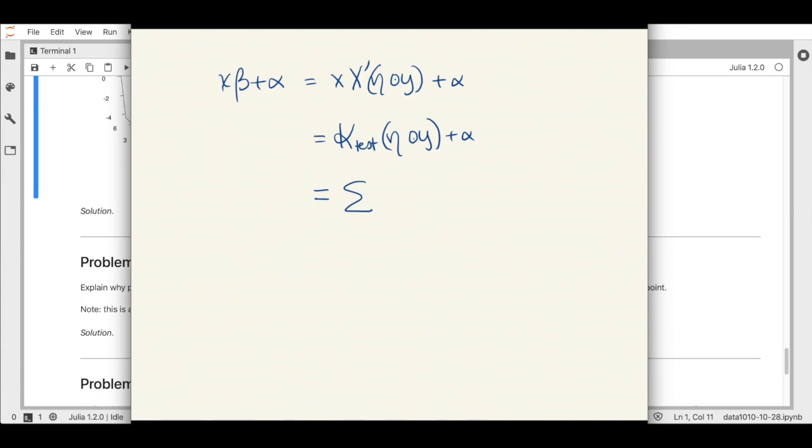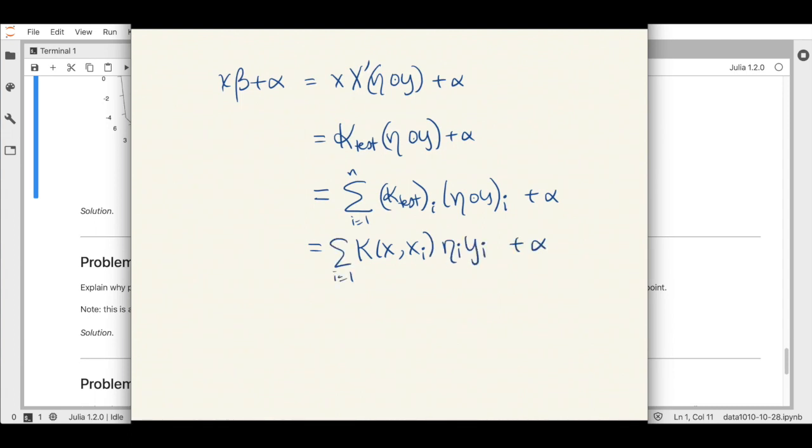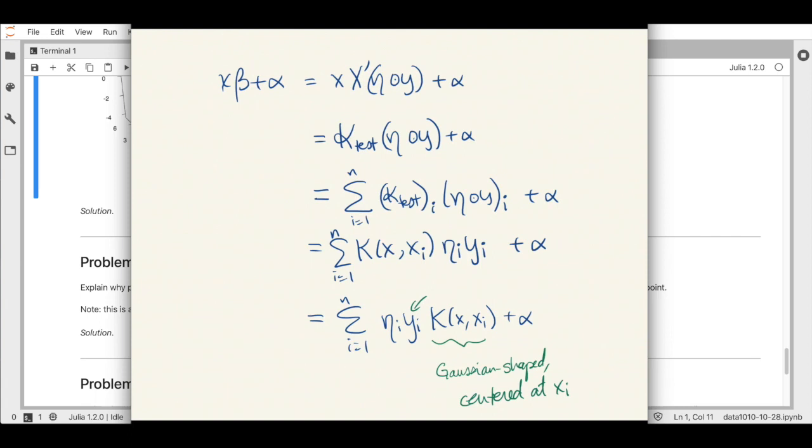And then we can expand out this matrix product of K test with eta O dot y. And that corresponds to just multiplying corresponding pairs and adding up the results. Then by definition, the test kernel matrix has as its ith component K evaluated on X and the ith training point Xi. And then again, by definition, eta O dot y has as its ith component eta i yi. So we end up with this formula, which tells us that we get these Gaussian-shaped functions centered at Xi, which is either positive or negative, depending on the classification of the original training observation, and whose height depends on eta. So that gives us a nice interpretation for eta, finally.